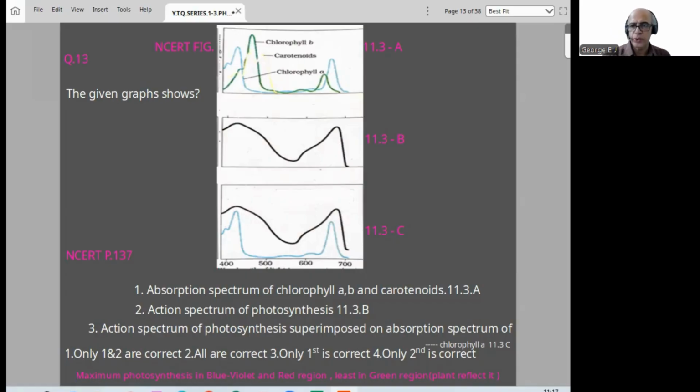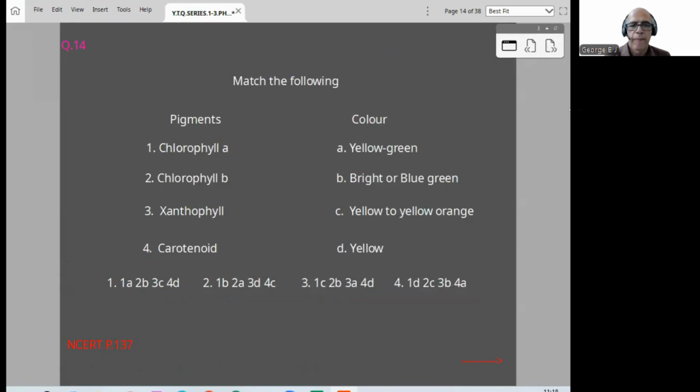Our purpose is that you should score marks in the exam. Action spectrum of photosynthesis, 11.3B, correct. Action spectrum of photosynthesis superimposed on the absorption spectrum of chlorophyll a, 11.3C, correct. So what we find is all are correct. So option wise, it is 2. So 13 will be 2. I think the idea is clear. Now we can proceed to question number 14.